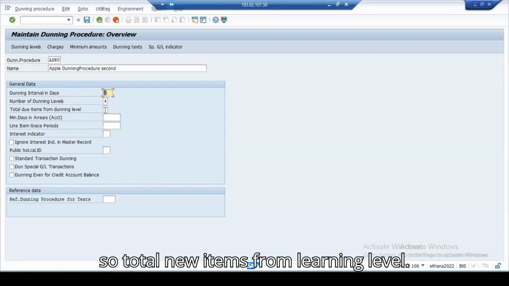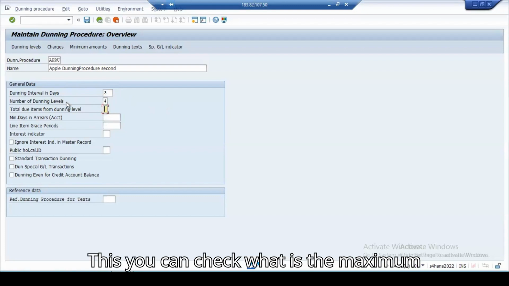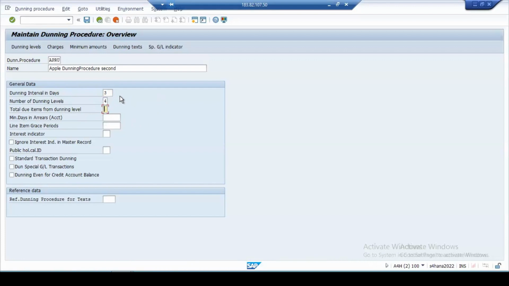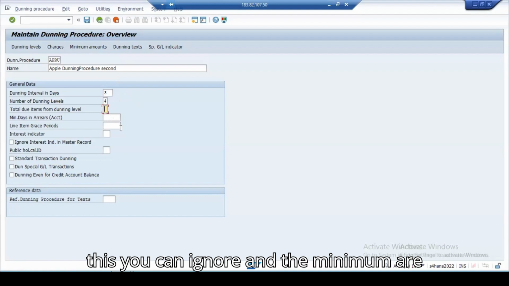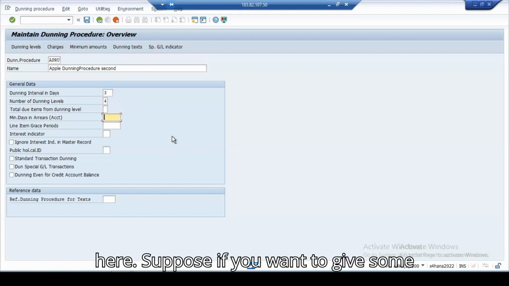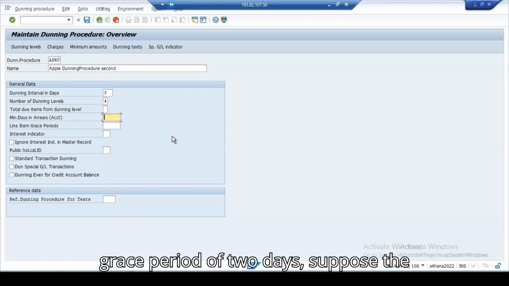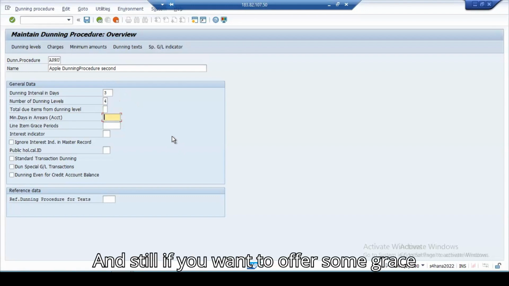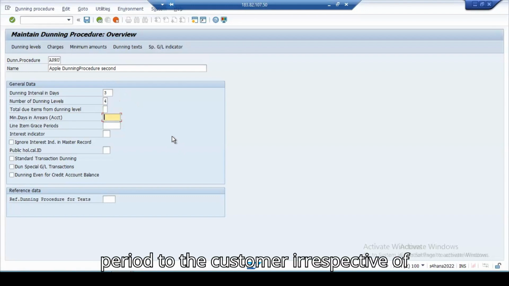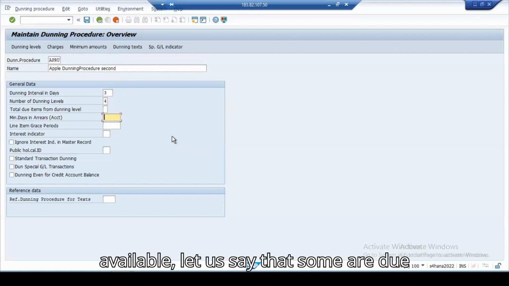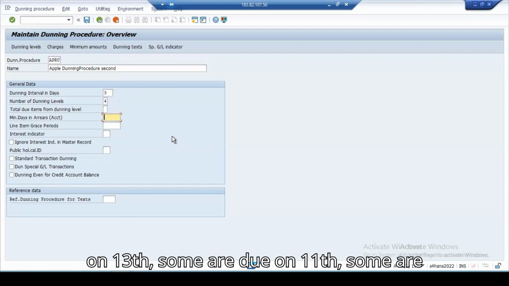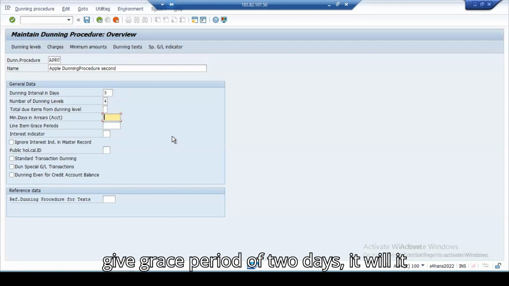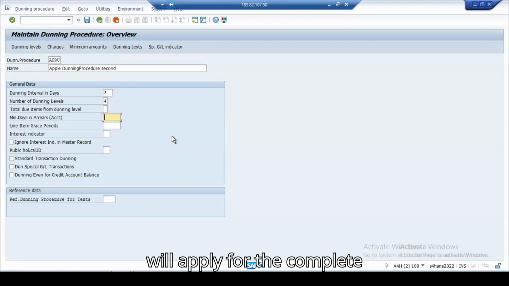So total due items from dunning level, this you can check, what is the maximum number of due items that needs to be considered from a dunning level. This you can ignore, and the minimum arrear. Suppose you want to give some grace period of 2 days, suppose the document is due on 13th, that is today, and still you want to offer some grace period to the customer, irrespective of the number of invoices that were available. Let us say some are due on 13th, some are due on 11th, some are due on 10th, some are due on 9th. If you give a grace period of 2 days, it will apply for the complete customer.